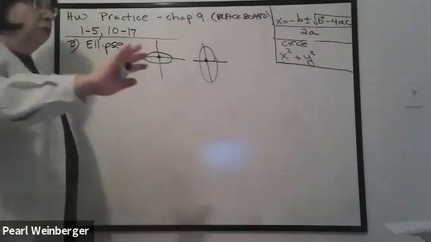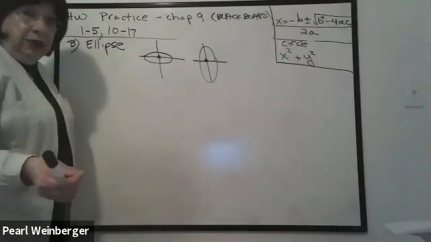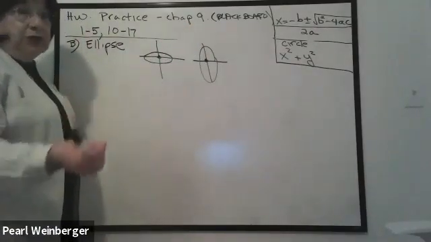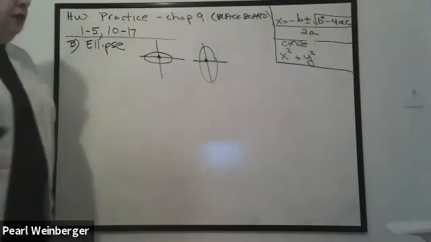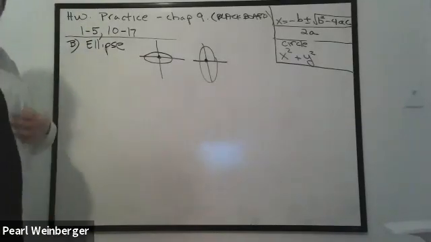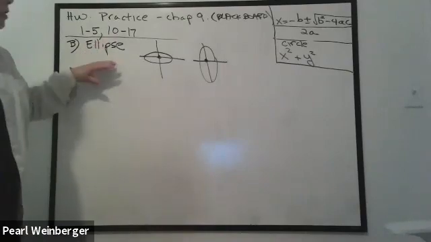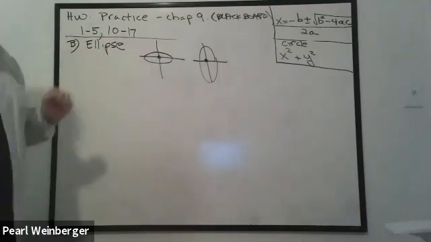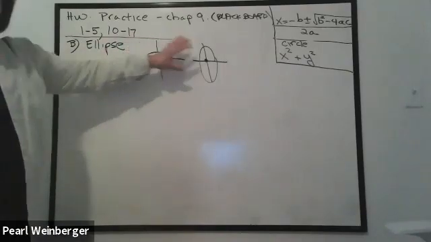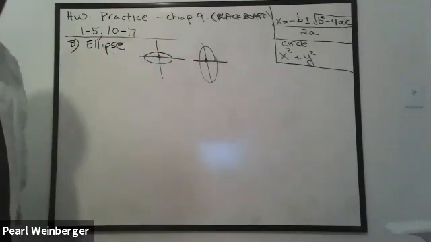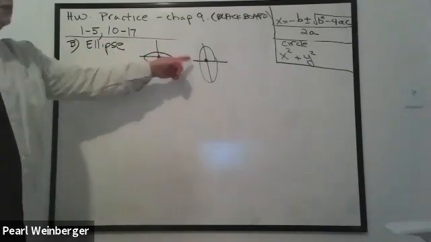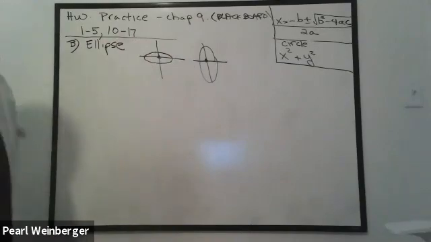Notice with the circle, we did those that were centered at the origin, but we also did those that were not centered at the origin. And we figured out where the center was and what the radius is. For the ellipse, we don't have to be able to do that. We only have to understand and work for this course with ellipses that are centered at the origin.